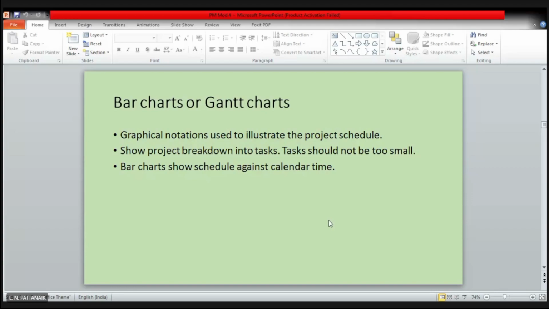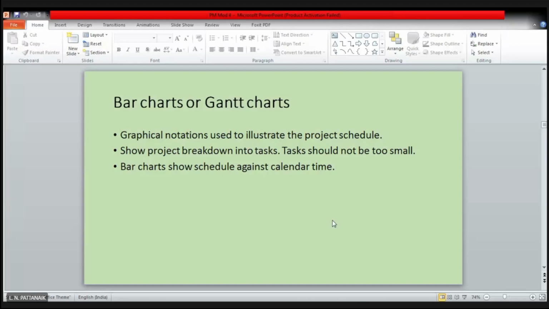So a bar chart or Gantt chart is the simplest form of project scheduling tool, but it has the limitation that it cannot represent a complex project nicely. It will become complicated to understand if there are many activities. At the same time, it has some limitations in terms of certain calculations which are possible in the case of network analysis, which we'll discuss later.